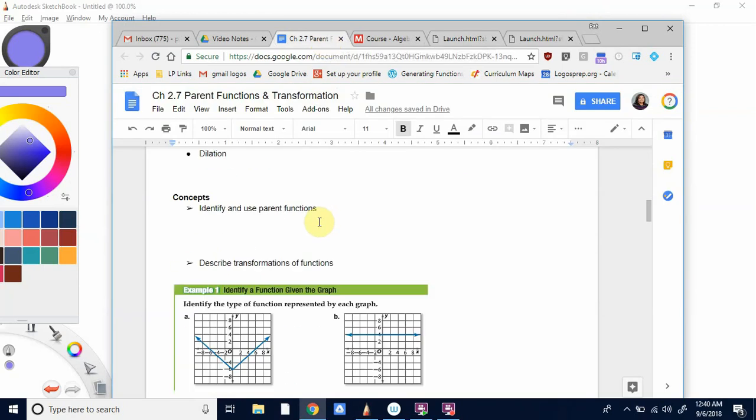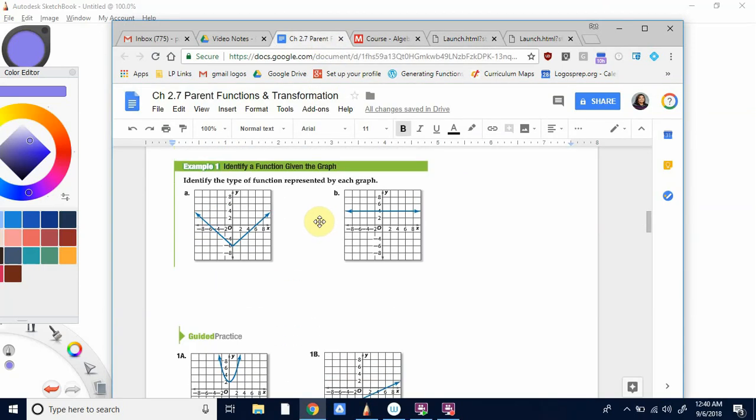And we need to identify the type of function represented by each group. So for A, it's V-shaped, it's been transformed, so it's a type of absolute value. It's not the parent function, but it's a type of absolute value function.